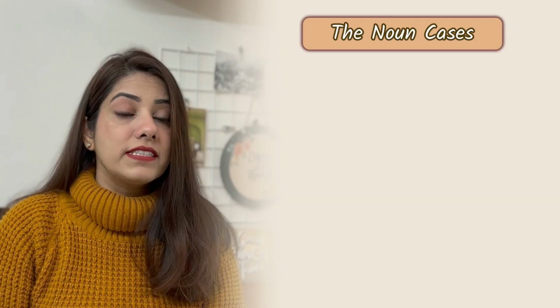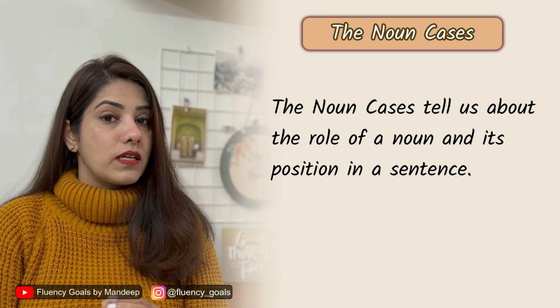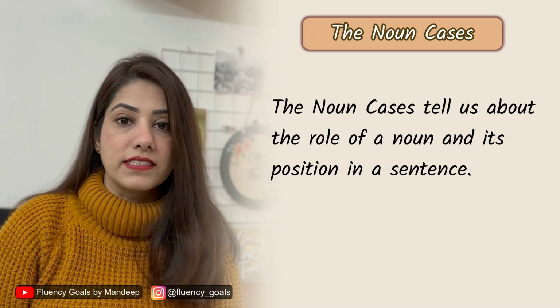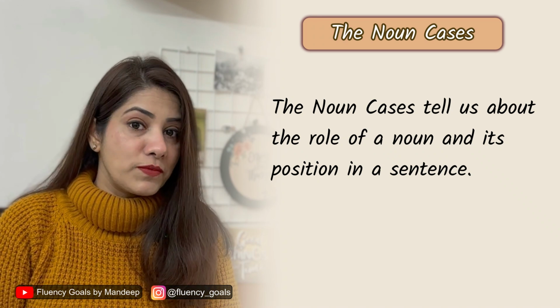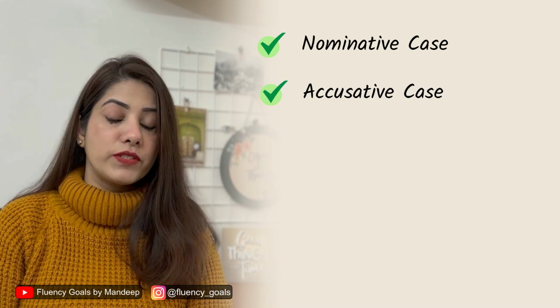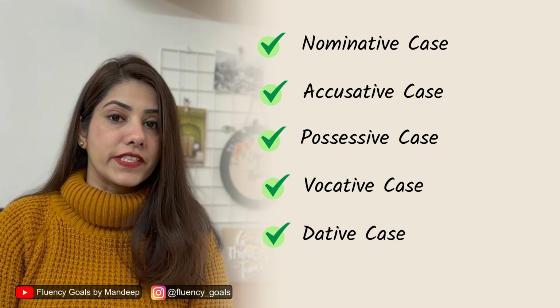Noun is the name of a person, place, animal, thing, object, feeling, idea. What are the noun cases? Cases of noun tell us about the role and position of noun in a sentence. We'll assess what is the noun case according to the position that the noun is taking in a sentence, whether it is taking the subject position, object position, direct object position, or indirect object position. There are 5 noun cases in all: nominative case, accusative case, possessive case, vocative case, and dative case.